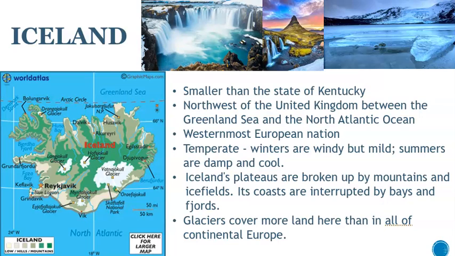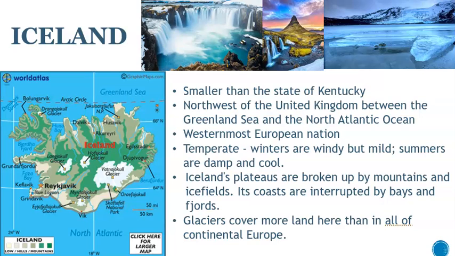Iceland is smaller than the state of Kentucky, and it's located northwest of the United Kingdom between the Greenland Sea and the North Atlantic Ocean. It is Europe's westernmost nation. The climate in Iceland is temperate. The winters are windy but mild, and the summers are damp and cool.